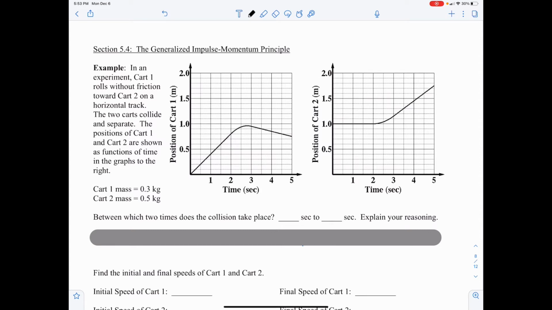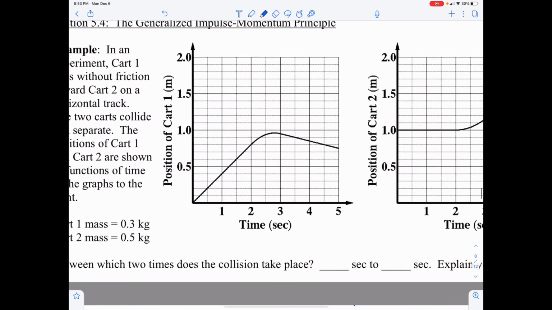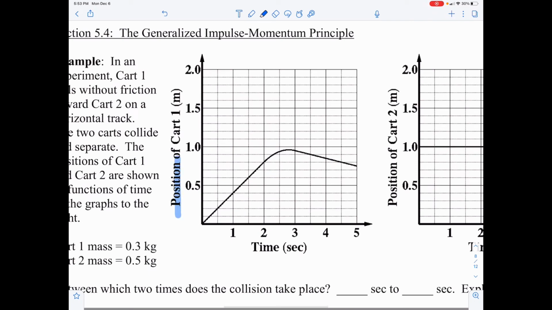First question would be, during what 2 times does the collision take place? Well, take a look carefully at what's going on in the graph. Remember, this is a position versus time graph. A straight line, this is great review for kinematics graphs here, a straight line shows constant velocity. This straight line is showing, again, constant velocity, which means this curve right here, that's where the acceleration takes place. That's the collision.